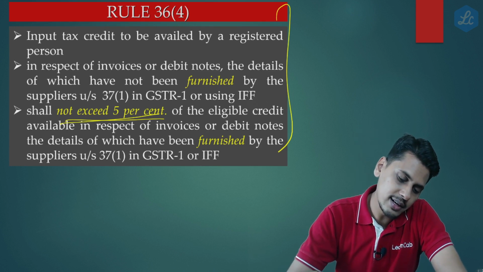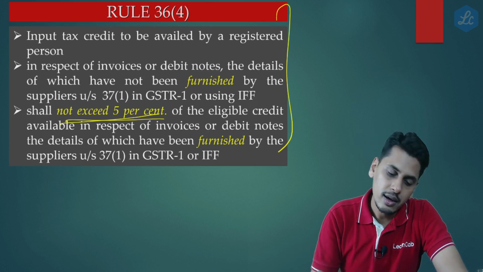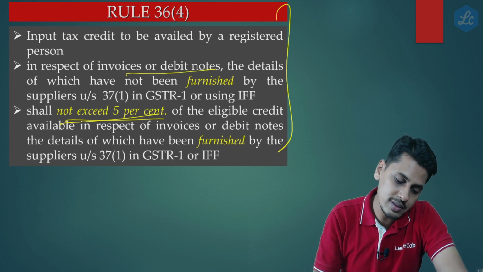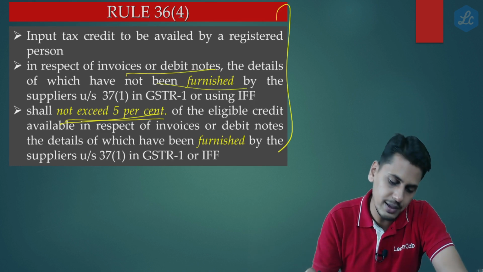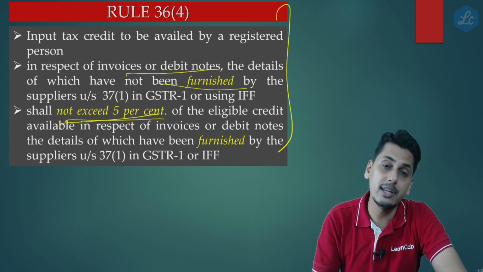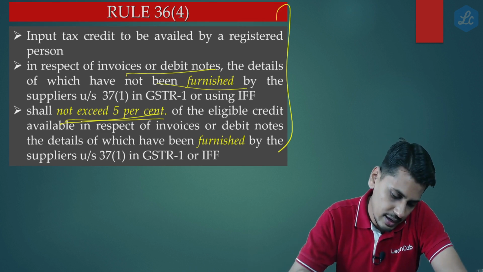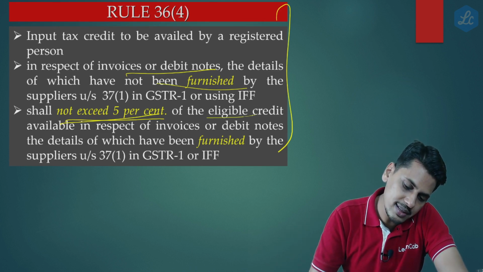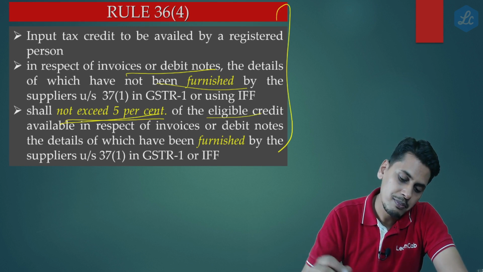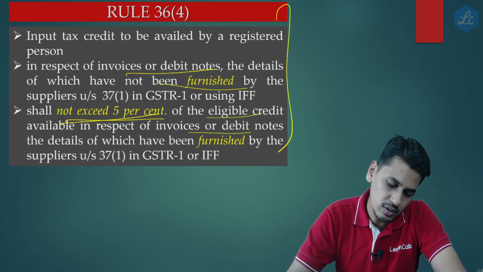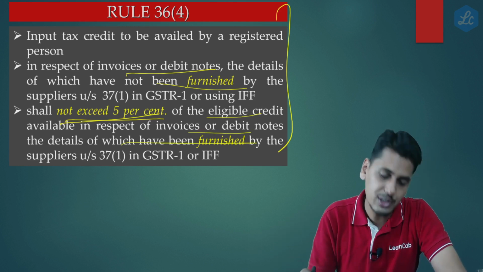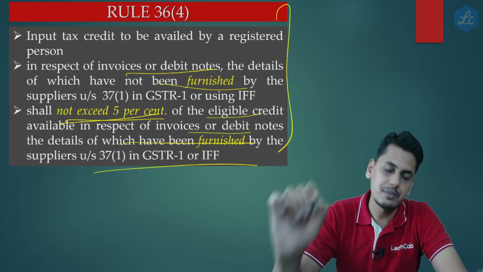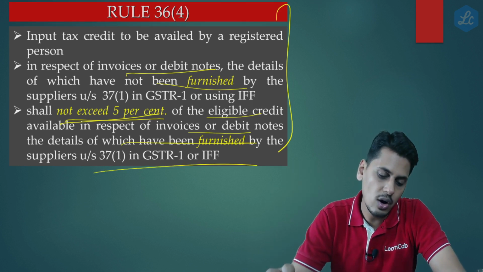So input tax credit to be availed by a registered person in respect of invoices or debit notes, the details of which have not been furnished by the suppliers under 37 subsection 1 in GSTR1 or using IFF, shall not exceed 5% of the eligible credits available in respect of invoices or debit notes, the details of which have been furnished by the suppliers under 37 subsection 1 in GSTR1 or IFF.